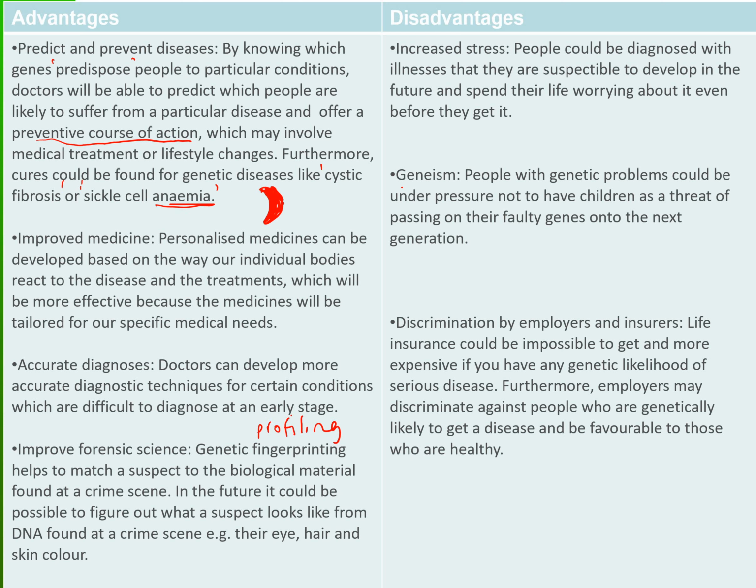Then we've got something called genieism, okay, right? Genieism has got nothing to do with a genie in a bottle. It's people with genetic problems who could be under pressure not to have children, as a threat of passing on their faulty genes onto the next generation.